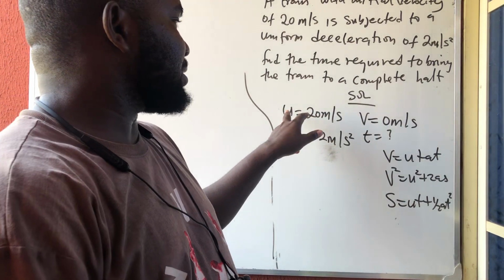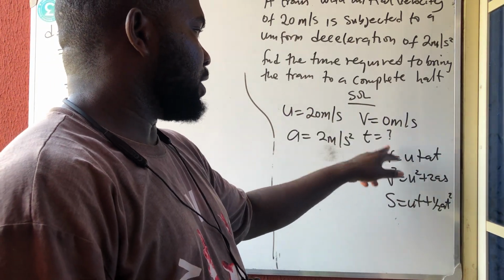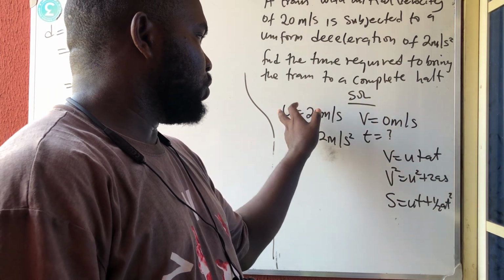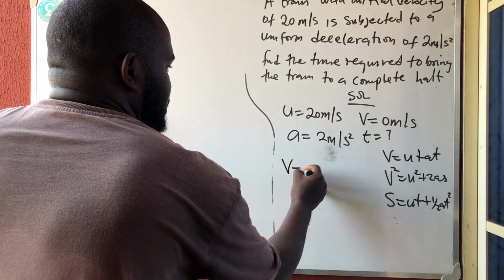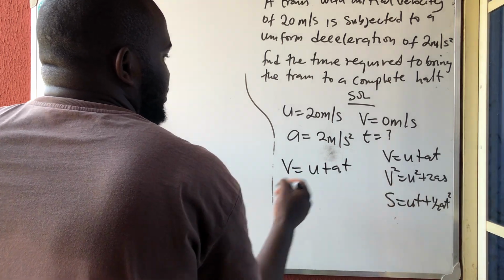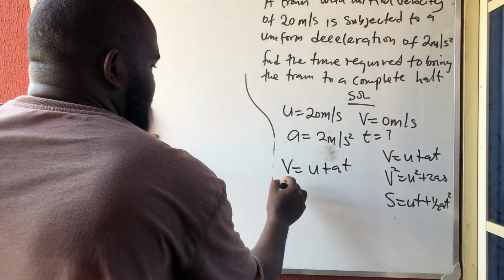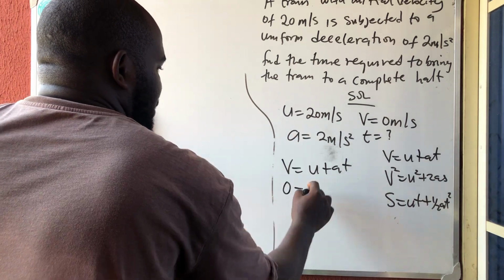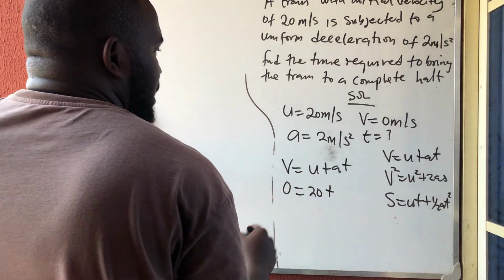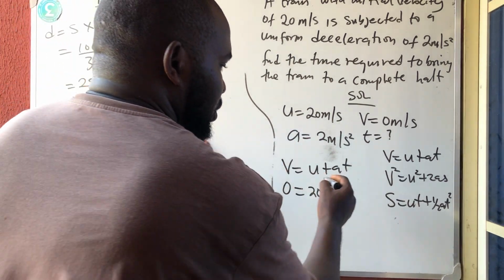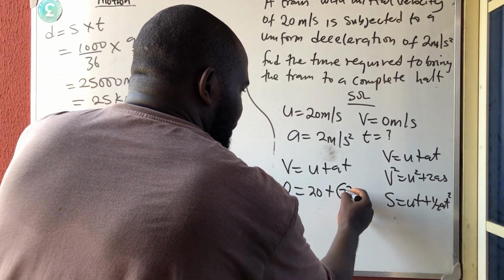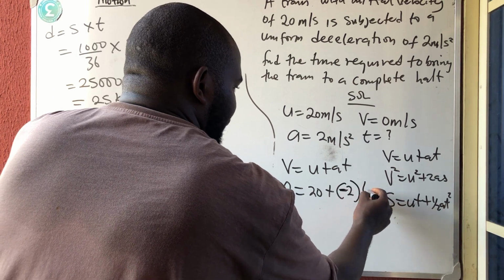Now check the one that has these things you have. Velocity is here, velocity is here. U is here, U is here. A is here, A is here. So I'm going to use the first one. V is equal to U plus AT. So my V is 0, is equal to my U, which is 20, plus the A. Please, because it's retardation, it will be minus 2, then times your T.